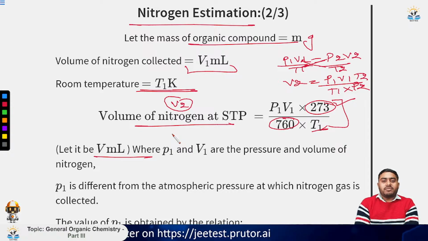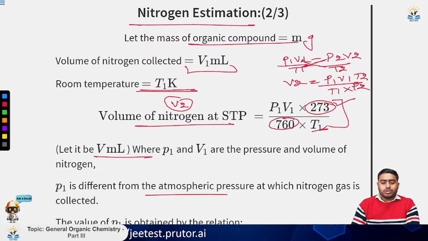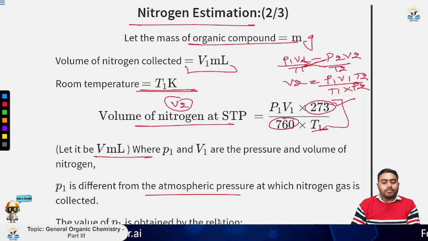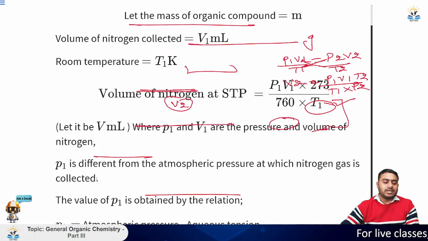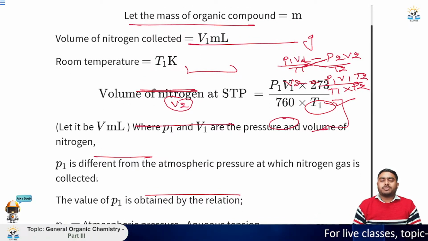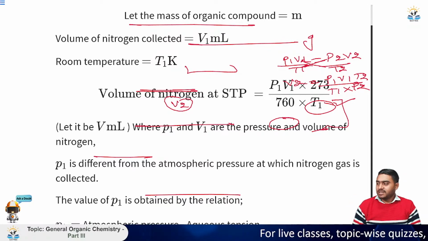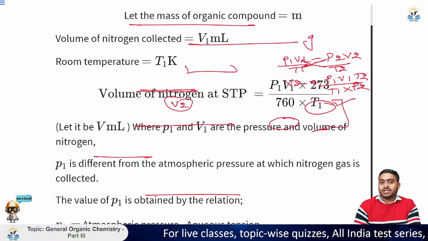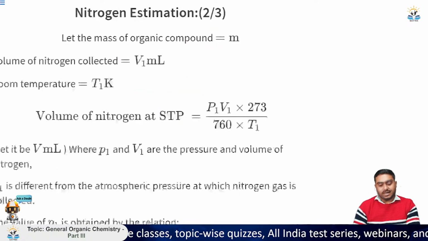Here P1 and V1 are the pressure and volume of nitrogen. P1 is different from the atmospheric pressure at which nitrogen gas is collected. The value of P1 is obtained by the relation: because moisture is available in the atmosphere, we have to subtract the aqueous tension. So P1 is equal to atmospheric pressure minus aqueous tension, which gives the pressure at which nitrogen gas is collected.